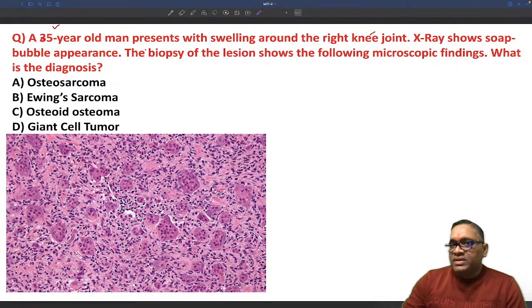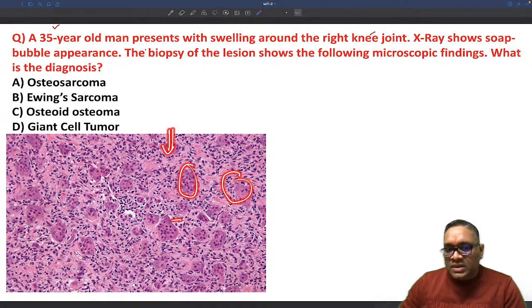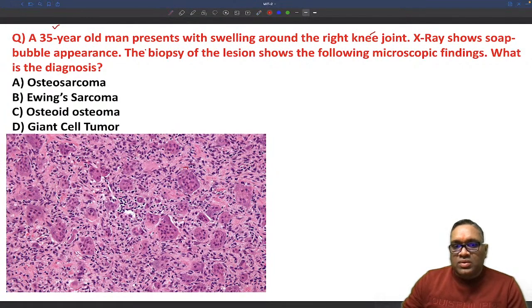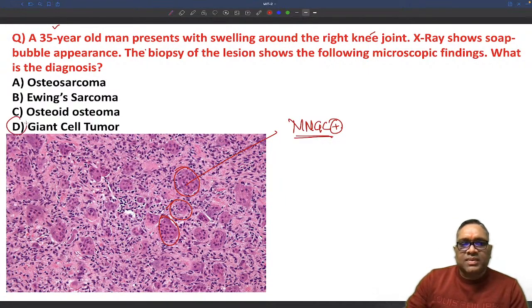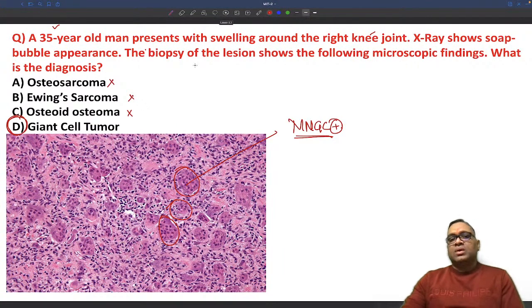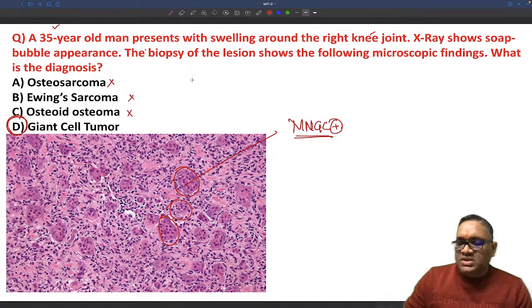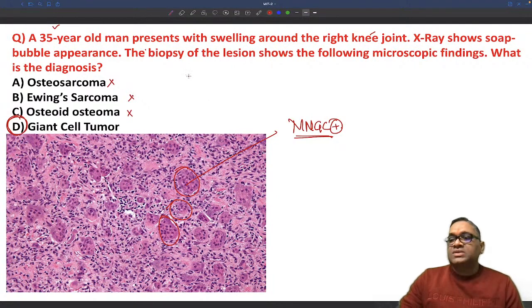See, osteosarcoma will not have this kind of history. They will have swelling around the right knee joint, but the soap bubble appearance will not be there, and the age group is also a little more advanced. And the basic thing is the biopsy: multinucleated giant cells. In this biopsy, you can notice there are so many multinucleated giant cells present. Multinucleated giant cells are present in giant cell tumor, which is not seen in any of the others. That is how you rule out. It's a giant cell tumor, which was a recently asked question in the FMG exam.